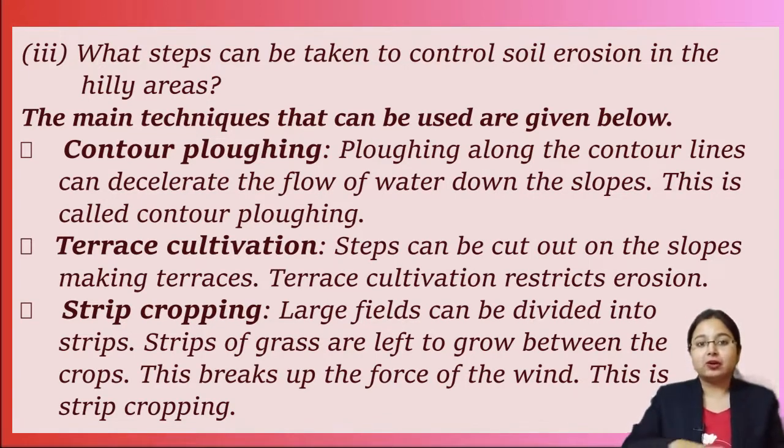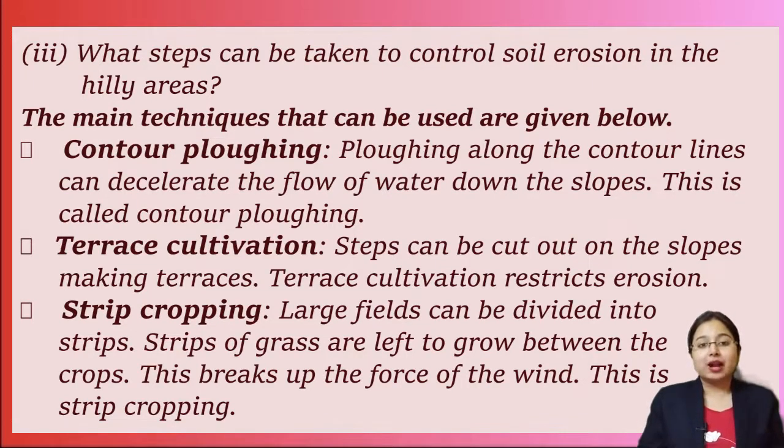When the fertile land, the top layer, is removed, that process is known as soil erosion, and it can be caused by air, water or any medium. There can be numerous mediums for soil erosion. So the question is asking the steps to control soil erosion, especially in hilly areas. There are some steps that can be used, like contour plowing, then terrace cultivation, then strip cropping.